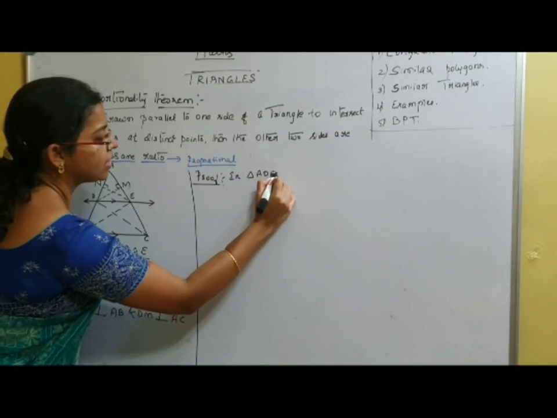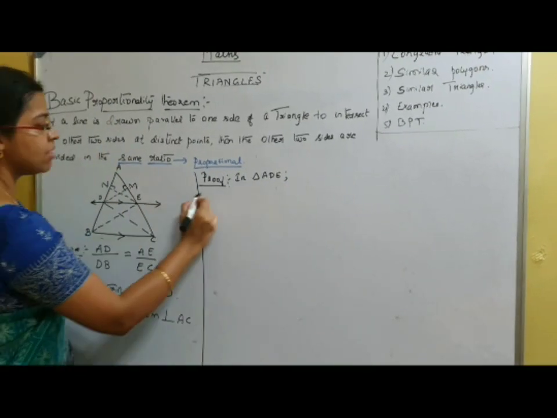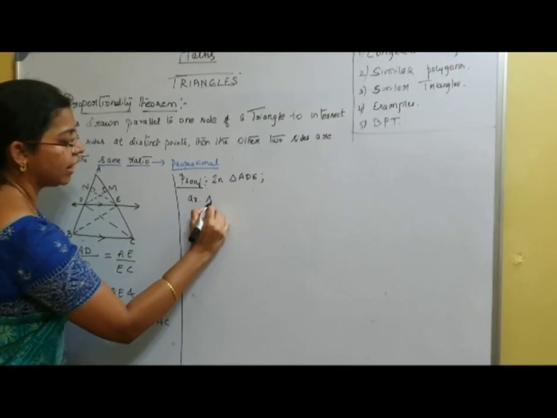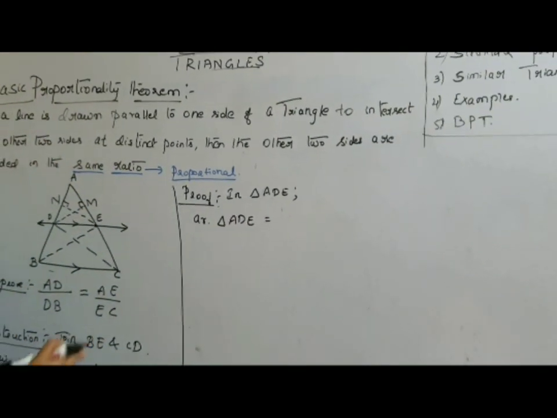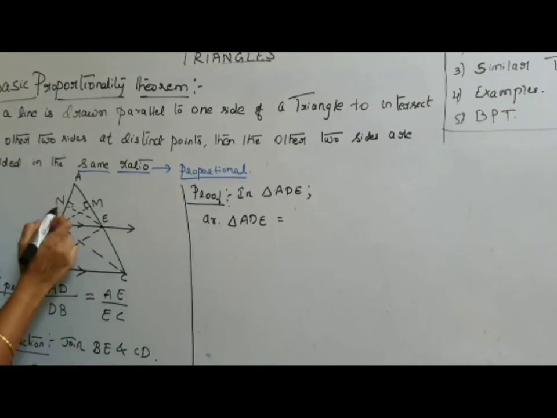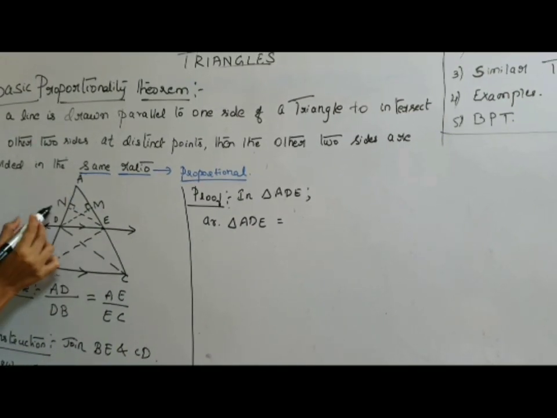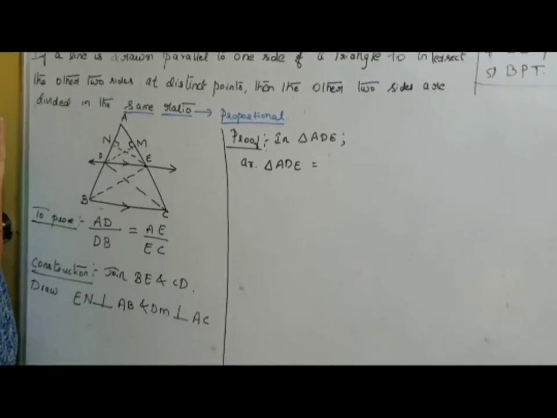In triangle ADE, what is the area of the triangle ADE? The area of a triangle can be represented in short as AR. So we will consider this triangle ADE. How do we calculate the area of this triangle?